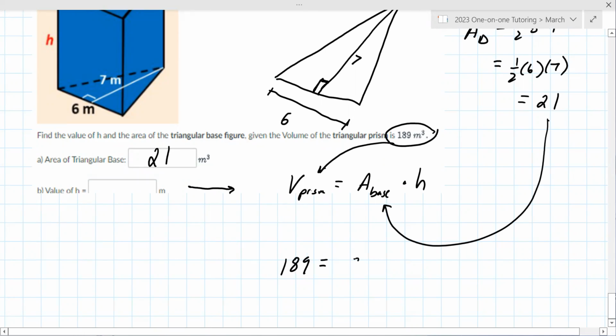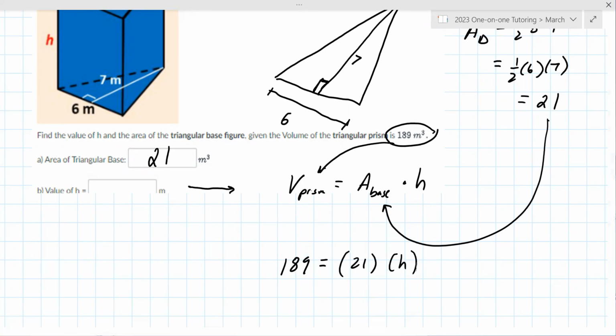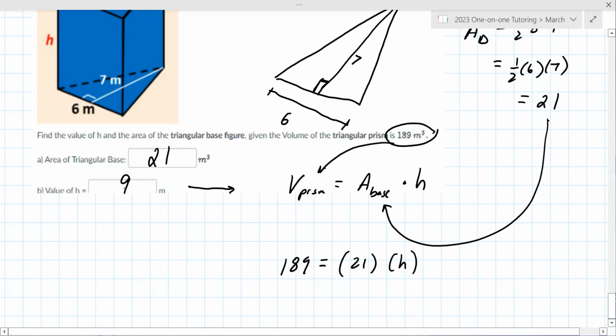189 equals 21 times H, divide by 21, and you have your answer, which ends up being 9 meters. So it worked out really nicely. It doesn't say to round or anything like that. So when you don't get any instructions for rounding, usually you have a nice answer. In this case, it worked out perfectly.